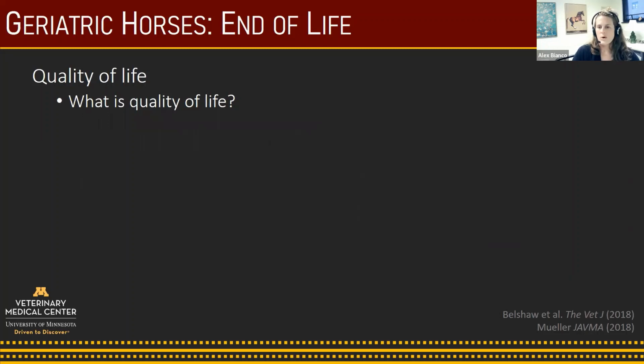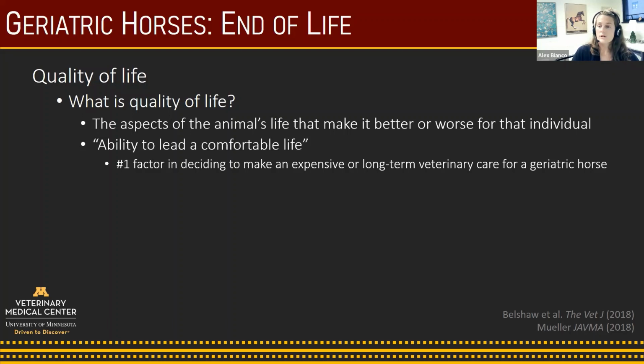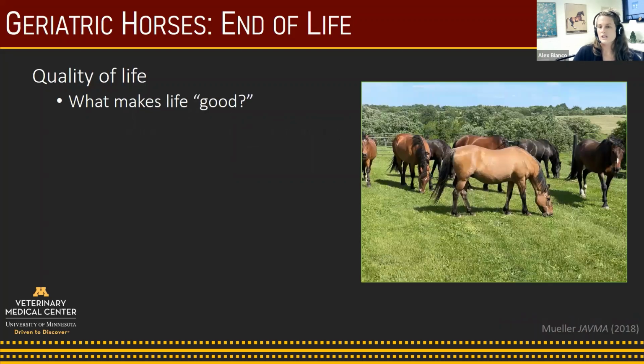So one thing that comes up is quality of life. What is quality of life? Quality of life is the aspects of the animal's life that make it better or worse for that animal or person. As we discussed earlier, the ability to lead a comfortable life is the number one factor in when owners are deciding to spend money on an expensive or long-term veterinary plan for their geriatric horse. So we need to know what that means. What makes life good?